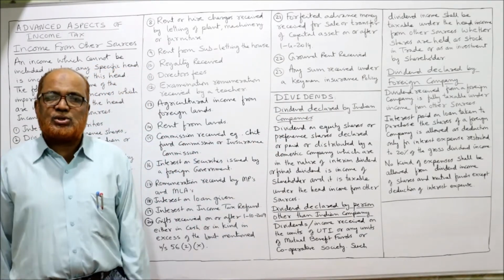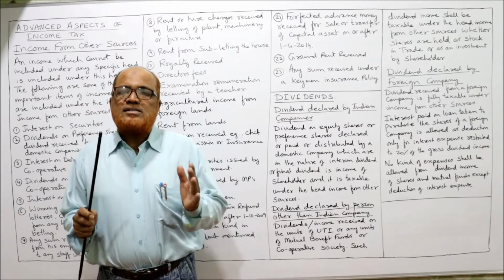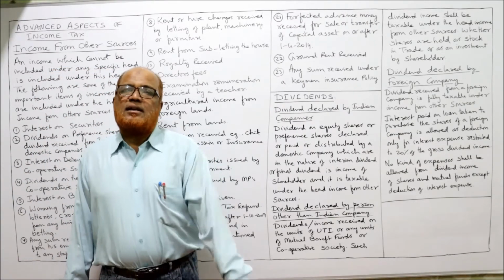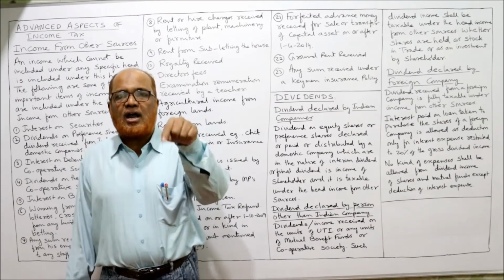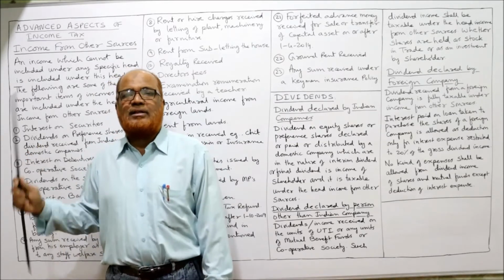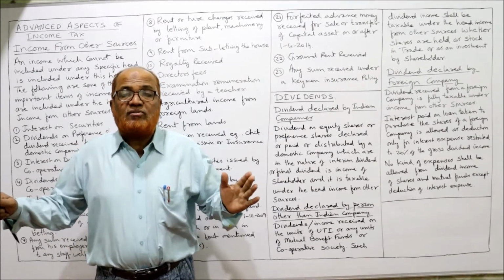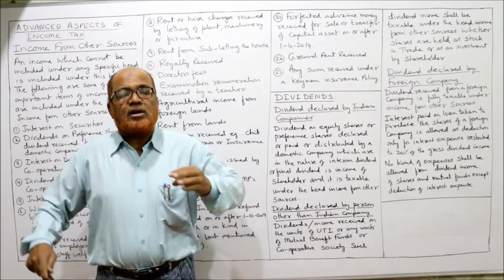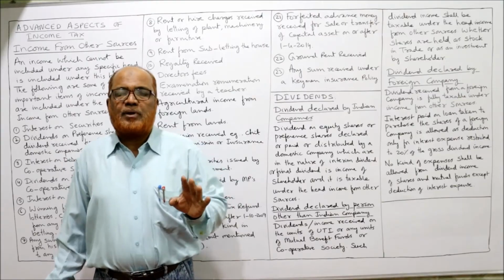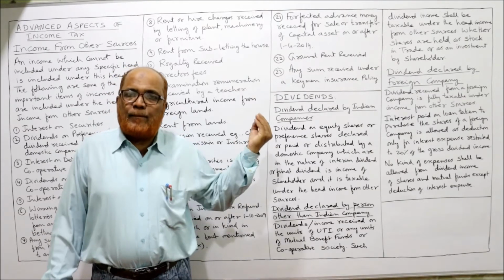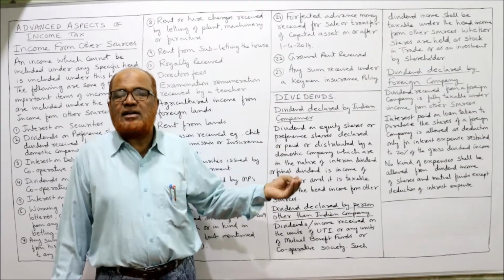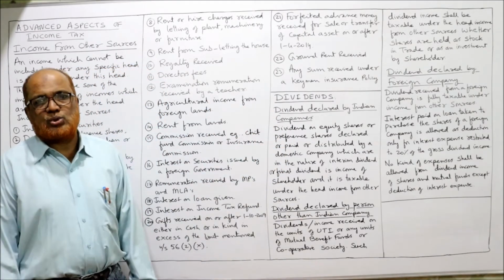So in the examination, you may be asked to give some examples of incomes which are taxable under income from other sources. There is no exhaustive list. We cannot say what all the incomes are, because any income may come. We have given only a few examples of incomes which are taxable under income from other sources.